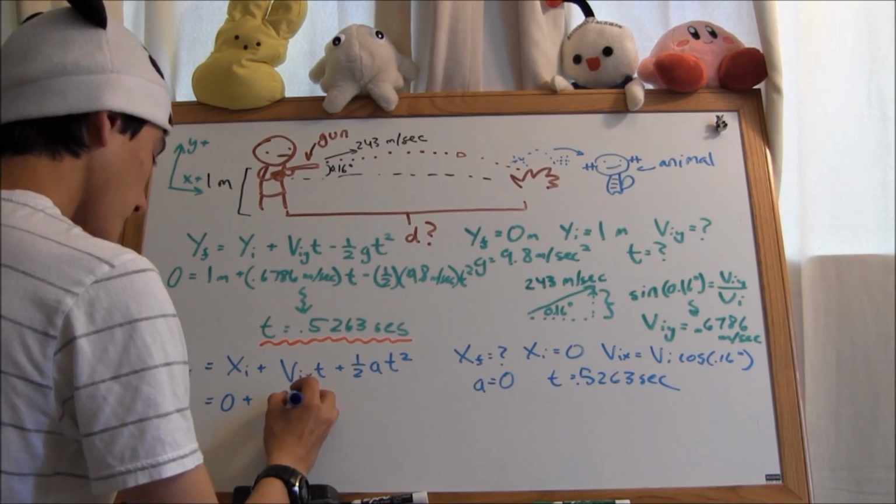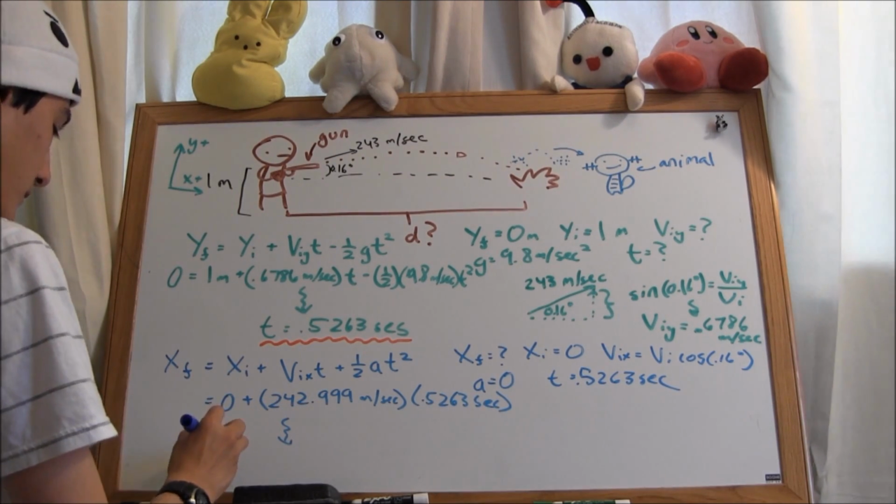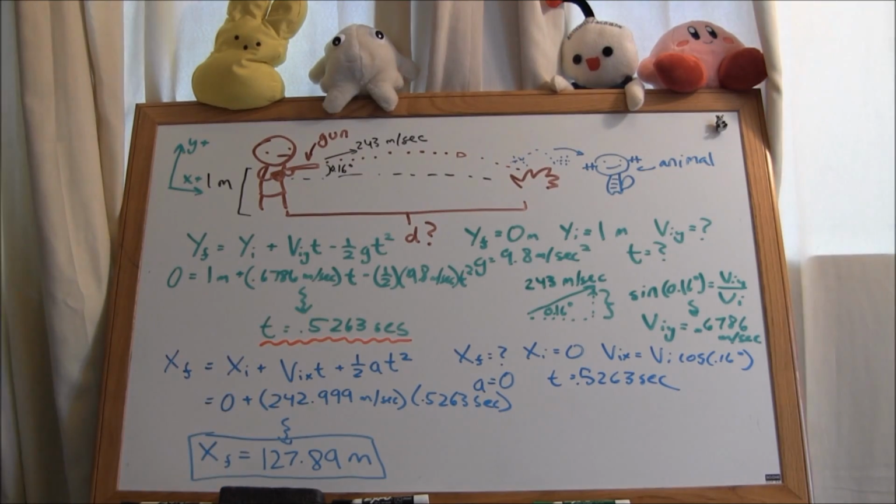We fill in the values and multiply the initial x velocity by the time found in the first equation to find that the bullet traveled 127.89 meters, the initial distance between the hunter and the animal.